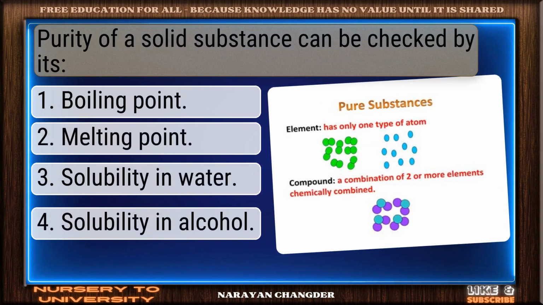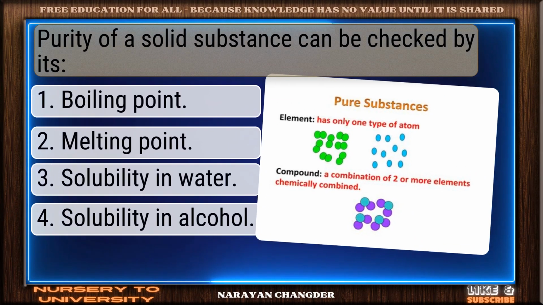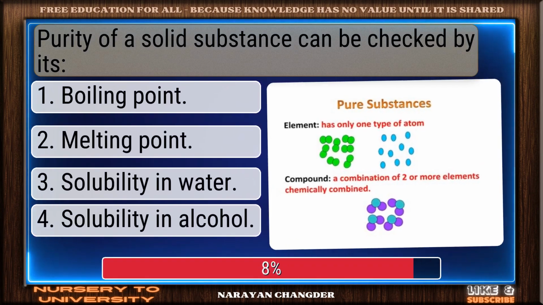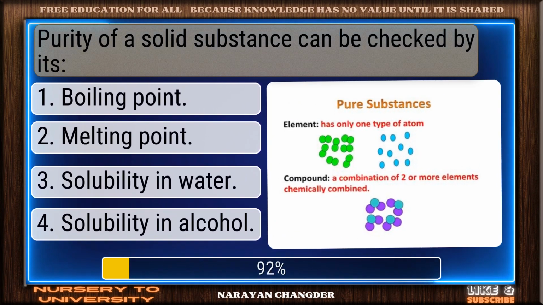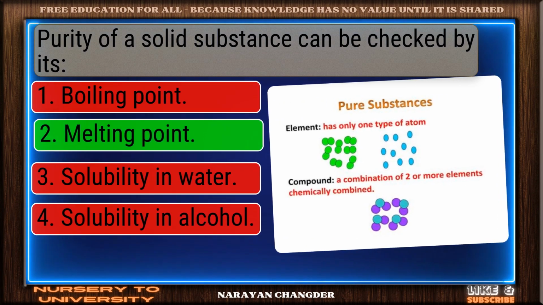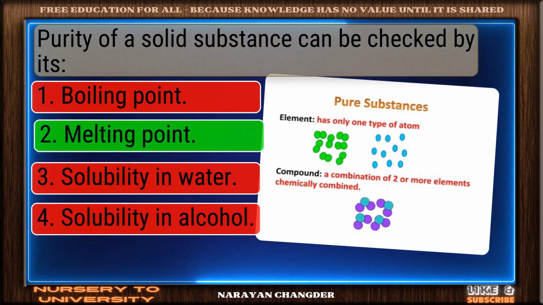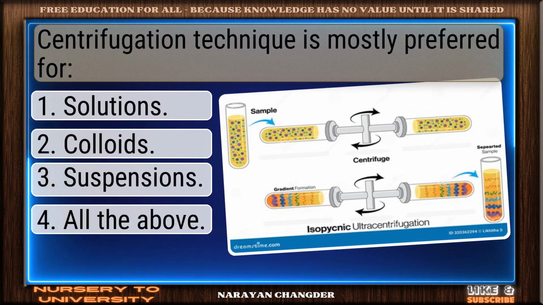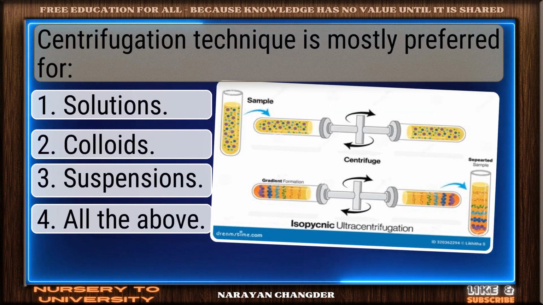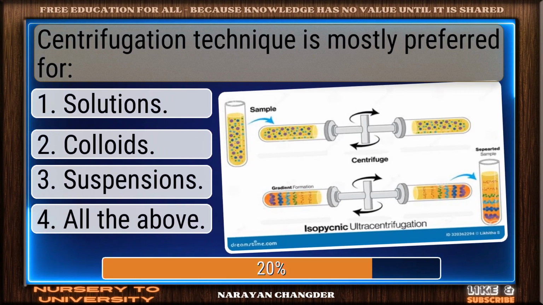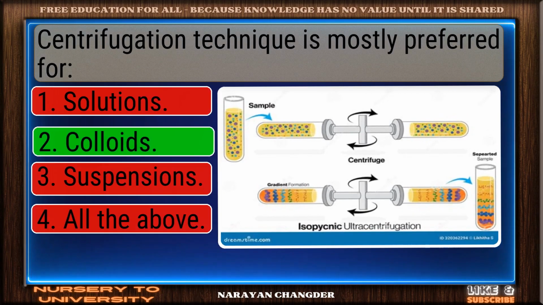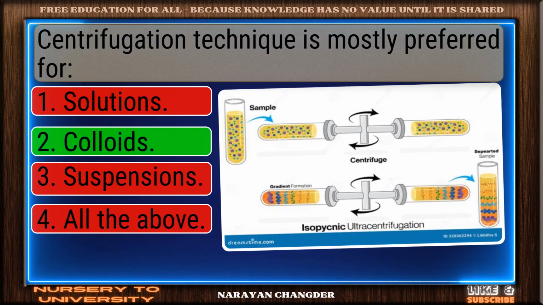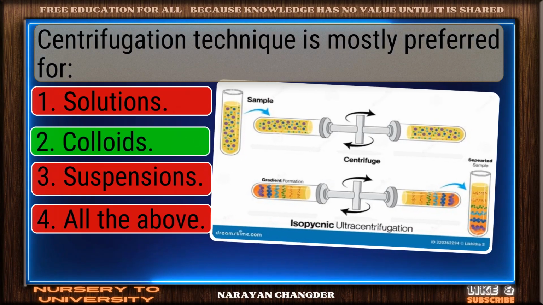Question number 184. Purity of a solid substance can be checked by its. Right again. Melting point is a valid answer. Question number 185. Centrifugation technique is mostly preferred for. Sharp thinking. Colloids is the right choice.